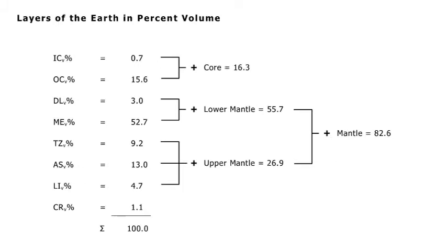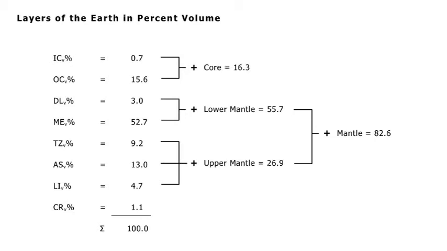Run through all the calculations. These are the layers of the Earth in percent volume. All right, your inner core, outer core, D layer, mesosphere, transitional zone, asthenosphere, lithosphere, and crust. You add them all up. I get 100, so my math is right. It's a way to check yourself.